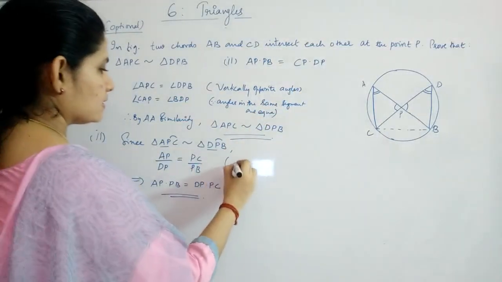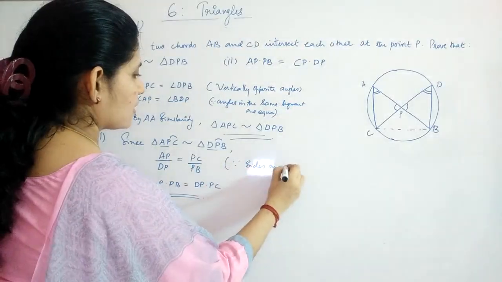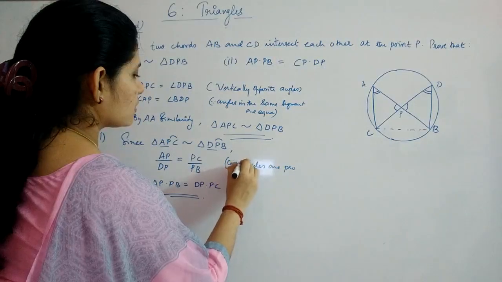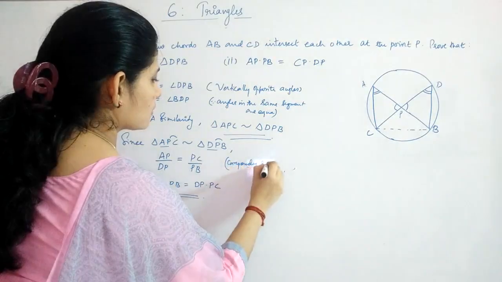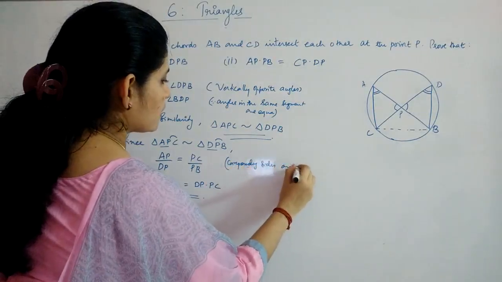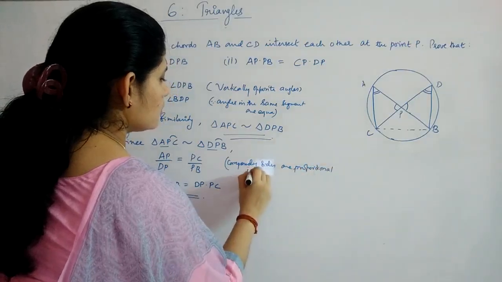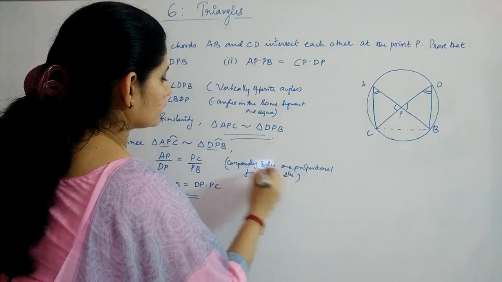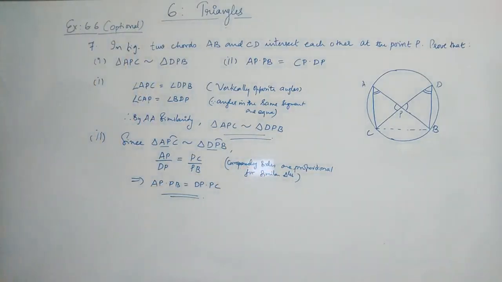Since the corresponding sides are proportional for similar triangles, this is the reason. Clear?